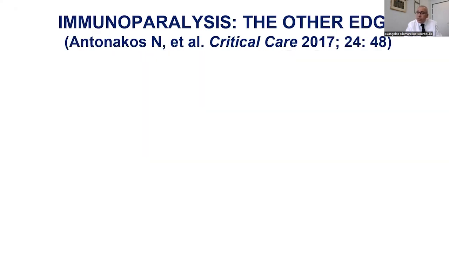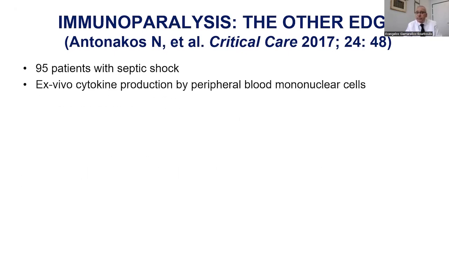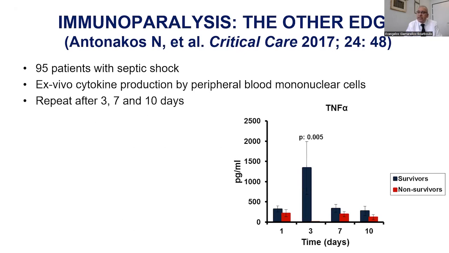So, we spoke about hyperinflammation. We spoke about cytokines. We spoke about macrophage activation syndrome, but could it be the case that there is another edge of this sort? In other terms, could we have patients whose peripheral blood mononuclear cells, instead of being hyperactivated, could be exhausted? Look here the example.